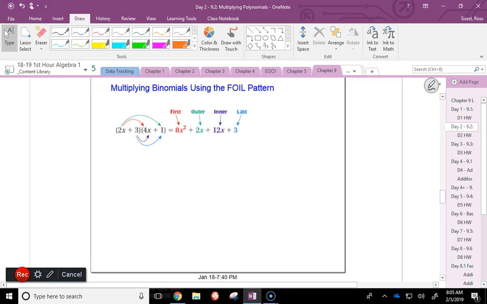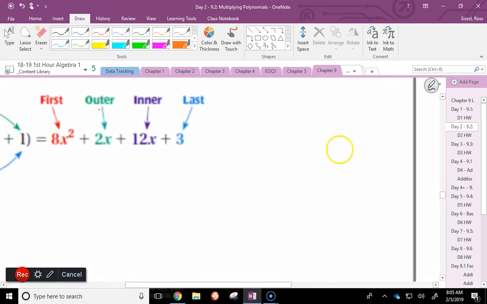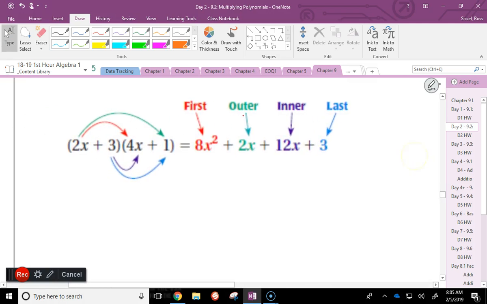This is FOIL. So the next one they're going to talk about is multiplying binomials using the FOIL pattern. FOIL just stands for first, outer, inner, last. So when they say first, this is all color-coded, so it should make sense. I'm going to zoom in for you. I had 2x plus 3 times 4x plus 1. So first terms means the first terms from each.